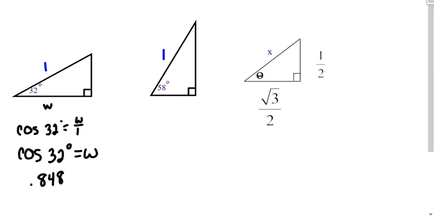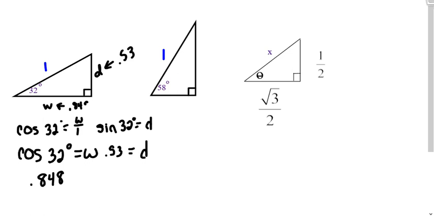You end up with 0.848. And if I want this side, we'll call this D. To find D, this is opposite and hypotenuse. Opposite is sine, and since the hypotenuse is 1, the sine of 32 degrees equals D. Typing that into my calculator, D is 0.53. So this side here is 0.53, and this side here is 0.848.